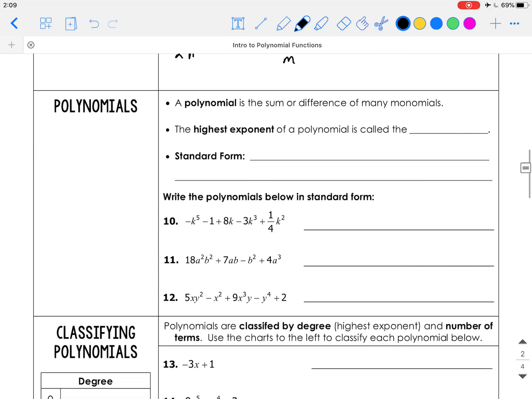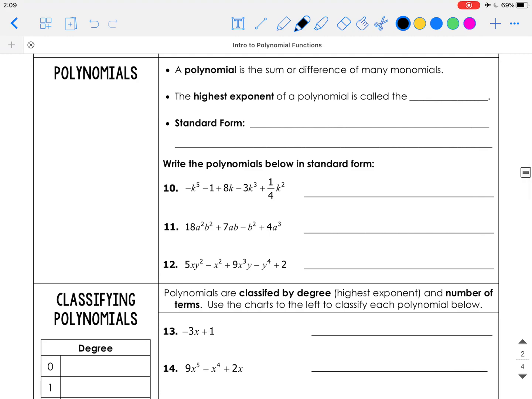So we kind of flew through monomials. Let's talk about polynomials. So a polynomial is the sum or difference of many monomials. So it's something that you've definitely seen multiple times before. Maybe you just didn't know how to classify them, and that's kind of what we're going to talk about right now. So the highest exponent of a polynomial is called the degree. And you guys have definitely heard me say that before.